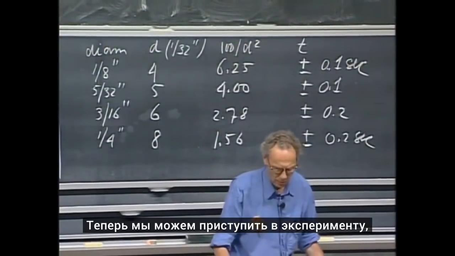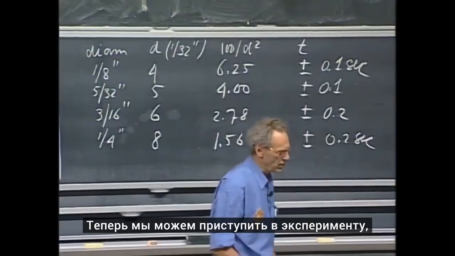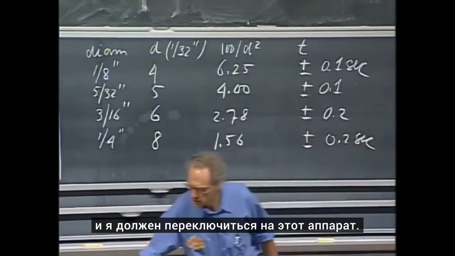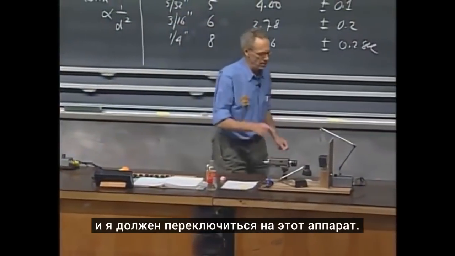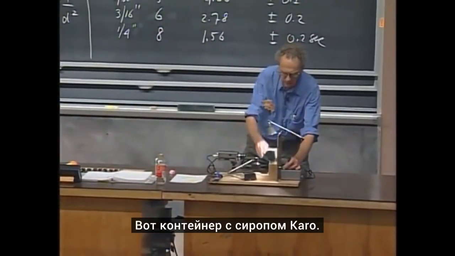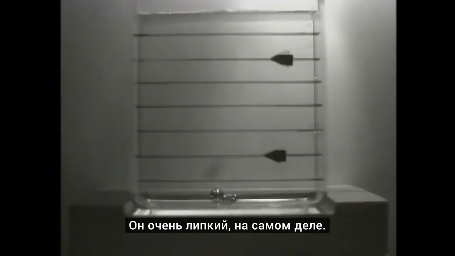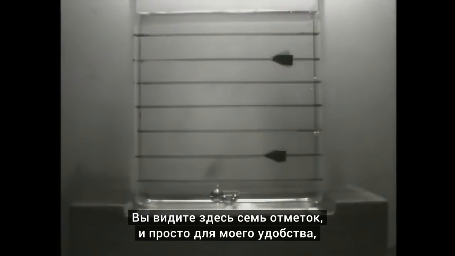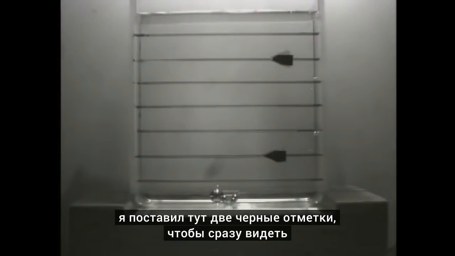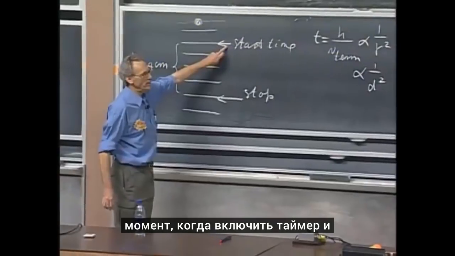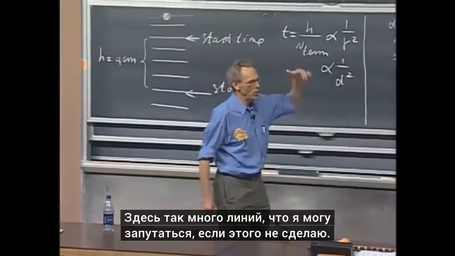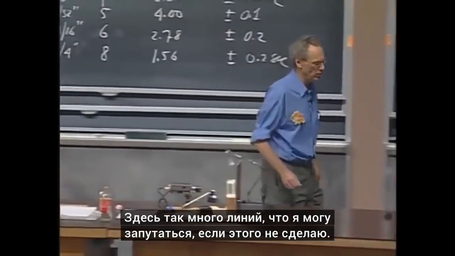All right, so now we can start the demonstration, and I'll have to switch to this unit here. Here is this container with the Karo syrup. It is very sticky indeed. You see there are 7 marks, and just for my own convenience, I have put there 2 black marks so that I can easily see the moment that I have to start my timer and the moment that I stop it. There are so many lines I may get confused if I don't do that.